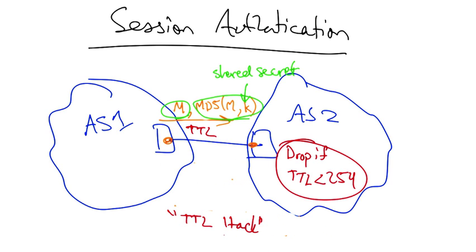Another way to guarantee session authentication is to have AS1 transmit packets with a TTL of 255 and have the receiving AS drop any packet that has a TTL less than 254. Because most eBGP sessions are only a single hop and attackers are typically remote, it is not possible for the recipient AS to accept a packet from a remote attacker, because likely that attacker's packets will have a TTL value of less than 254. This defense is aptly called the TTL hack defense for BGP session authentication.